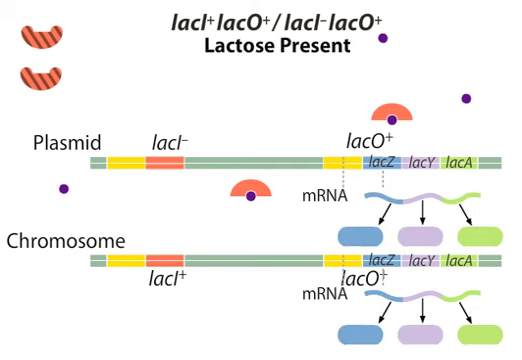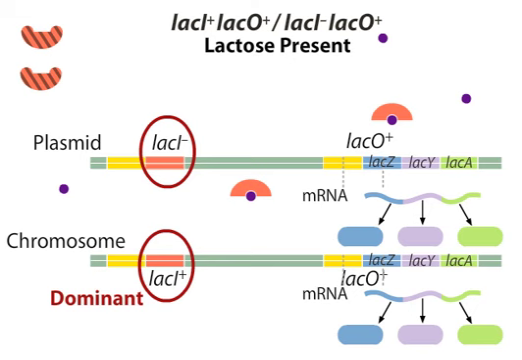From this partial diploid, it's clear that the Lac-I plus gene is dominant over a Lac-I minus gene, and a single copy of the normal gene is sufficient to bring about normal regulation of enzyme production.